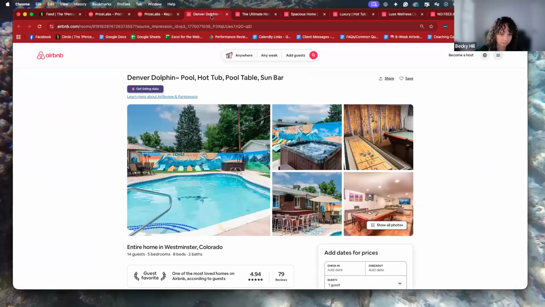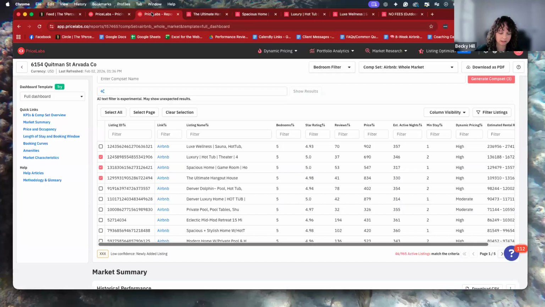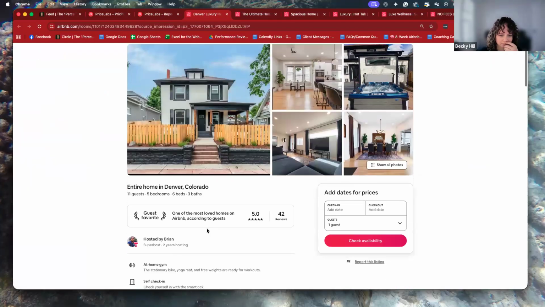That's its own. We're not looking at properties with pools. Like I'll remove revenue based on a hot tub because that's just an amenity. A pool, that's completely different, it's almost like a different market of Airbnbs. So we're not looking at the pool. Denver luxury. This one has a hot tub too.